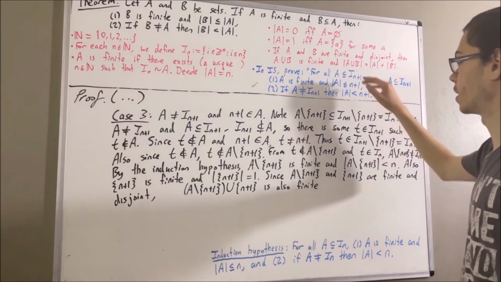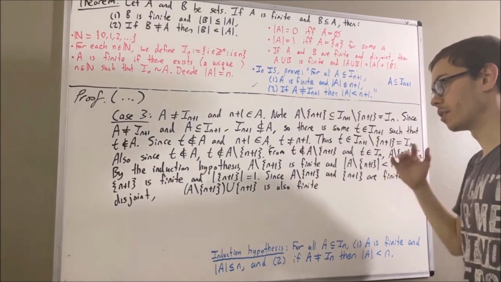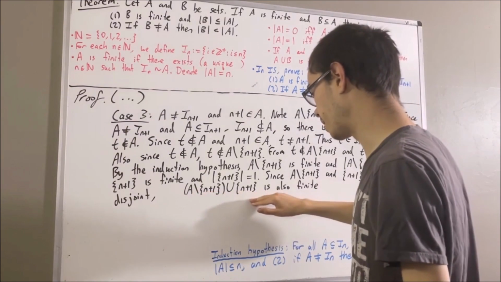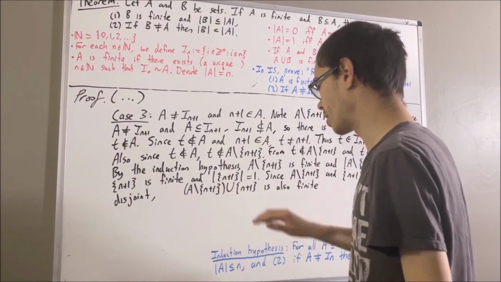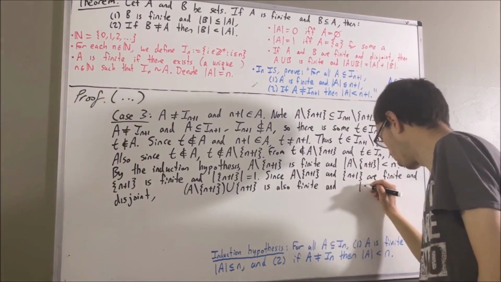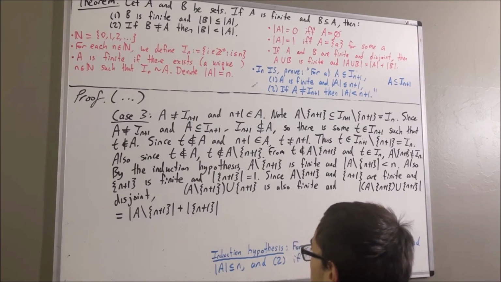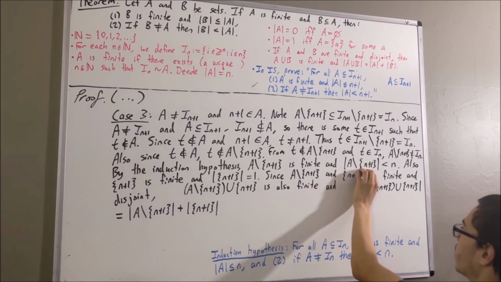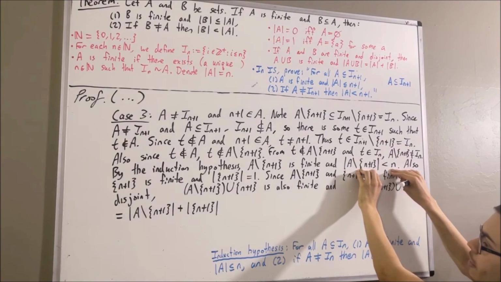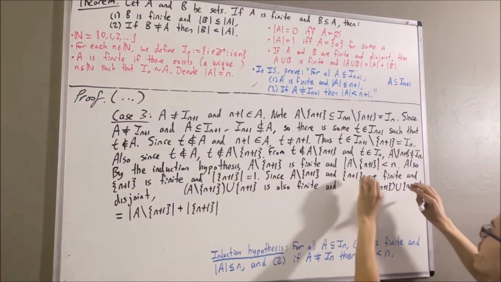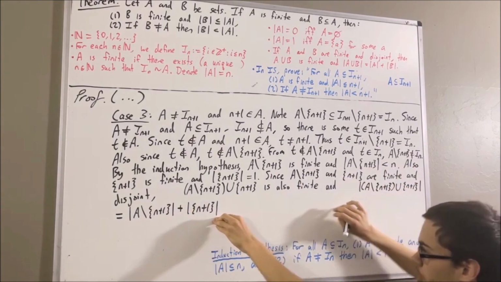And we know that the number of elements is going to be split up like this. So really, the number of elements in the union of these two sets is equal to the number of elements in A minus n plus 1 plus the number of elements in n plus 1. And let's note that since the number of elements in this set is strictly less than n, if we add this on both sides of the inequality, we get that this is strictly less than n plus 1.